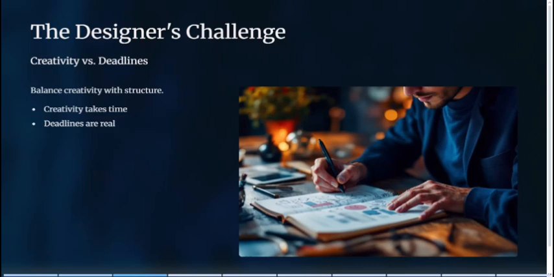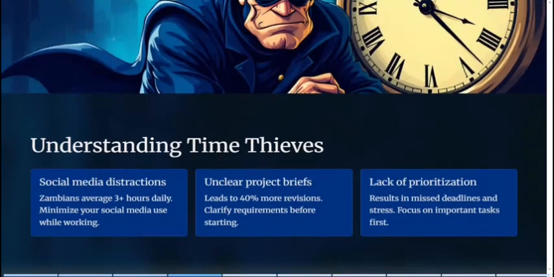Now, we need to understand the time thieves. Let's be honest. What's stealing your time right now? In Zambia, many creatives lose up to 3+ hours daily from digital distractions, power outages, or simply unclear schedules. Some studies show 40% of deadlines are missed, not because of bad design, but poor time structure. It's not always lack of skill, often it's a lack of systems. That's why we need to learn how to prioritize our time.